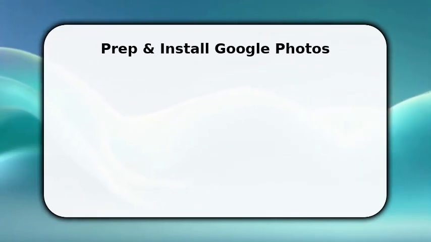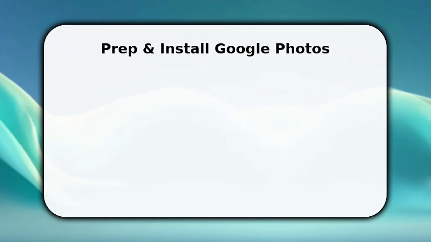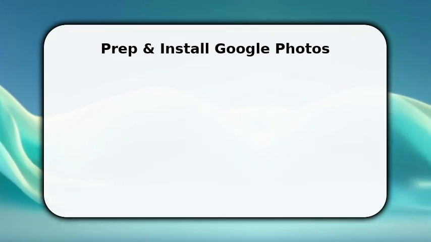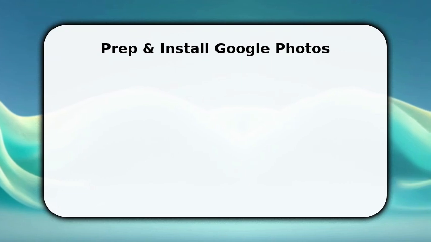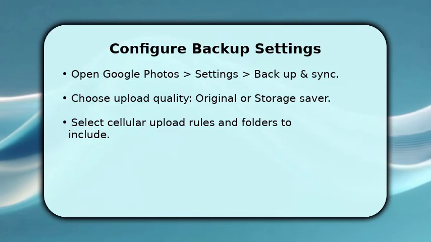Once done, grant the app access to photos when prompted so it can read images. This immediate permission prevents manual selection later and speeds the next step, configuring backup settings, so make sure to allow access now. You now go to Settings and tap Backup and Sync to control how your photos move to Google.